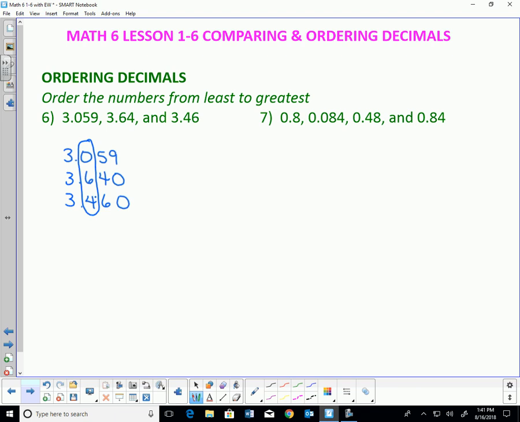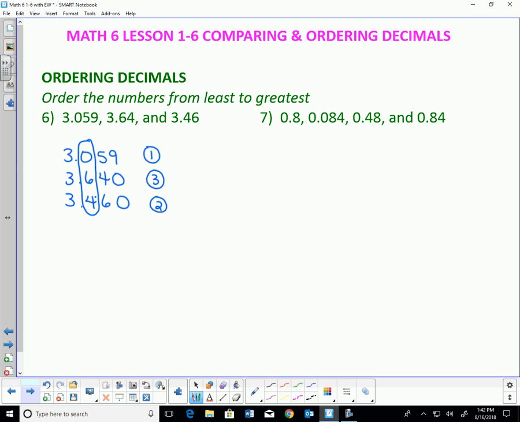If I look at these place values right here, 6 is bigger than 4, and 4 is bigger than 0. So 0 is my smallest number. So this is my smallest number. This is my second smallest number. And this is my largest number right here. So 3.059 is my smallest number. 3.460 is my second smallest number. And 3.640 is my largest number.